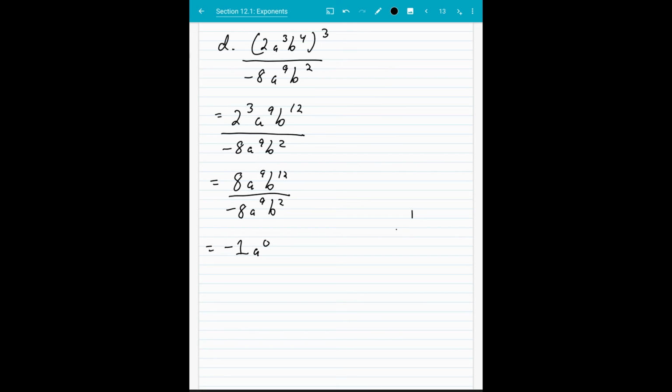And then b to the 12th divided by b to the second. You subtract the exponents. 12 minus 2. That makes b to the 10th power. We learned anything to the 0 power makes 1. So negative 1 times 1 times b to the 10th. Negative 1 times 1 makes negative 1, and that could just simplify to negative b to the 10th. That would be your answer.